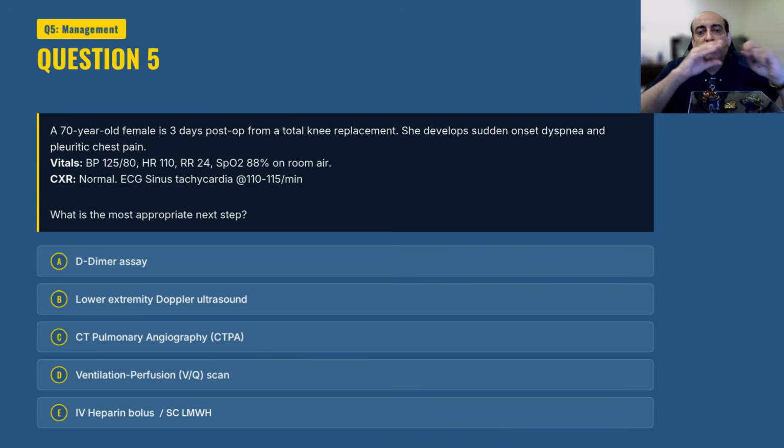Question number 5, about management. A 70-year-old female patient is 3 days post-operative from a total knee replacement. She develops sudden onset dyspnea and pleuritic chest pain. The vitals show a normal blood pressure of 125/80, but there is tachycardia at 110. Respiratory rate is 24, which indicates tachypnea, and saturations are 88% on room air, obviously quite low, especially given the tachypnea at 24. Chest X-ray is normal. ECG shows sinus tachycardia at about 110 to 115 per minute. What is the most appropriate next step?